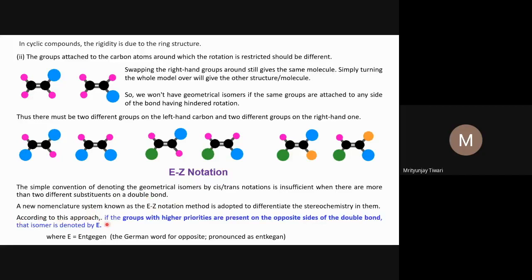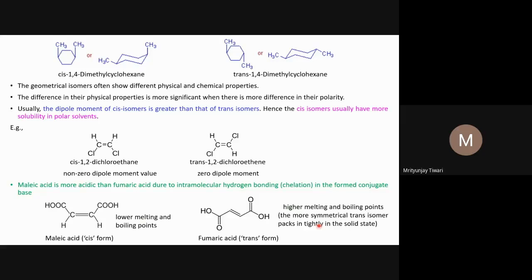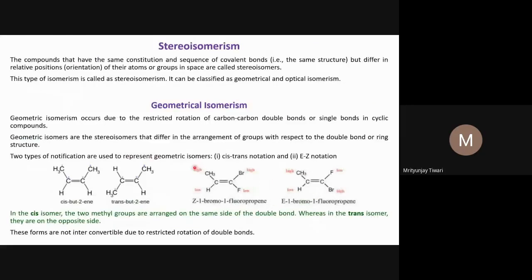So according to this approach, if the groups with higher priorities are present on the opposite side, this is what I have already said; in this case, with higher priorities on the same side, such geometrical isomers are called Z isomers.